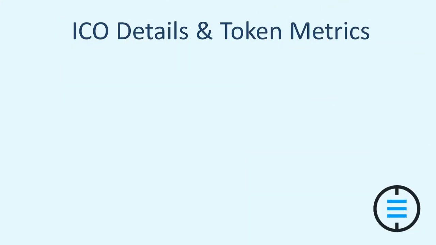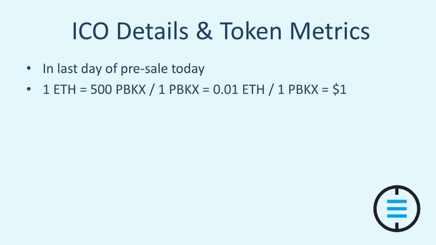So, technical stuff aside, let's just have a look at the ICO details. So we are in the last day of pre-sale today. The general crowd sale starts tomorrow. This is the 27th of November 2017, in case you're watching this video after the fact. So 1 Ethereum will equal 500 PBKX or BANKEX tokens. 1 PBKX will equal 0.01 Ethereum roughly at this exchange rate. 1 PBKX will equal $1.